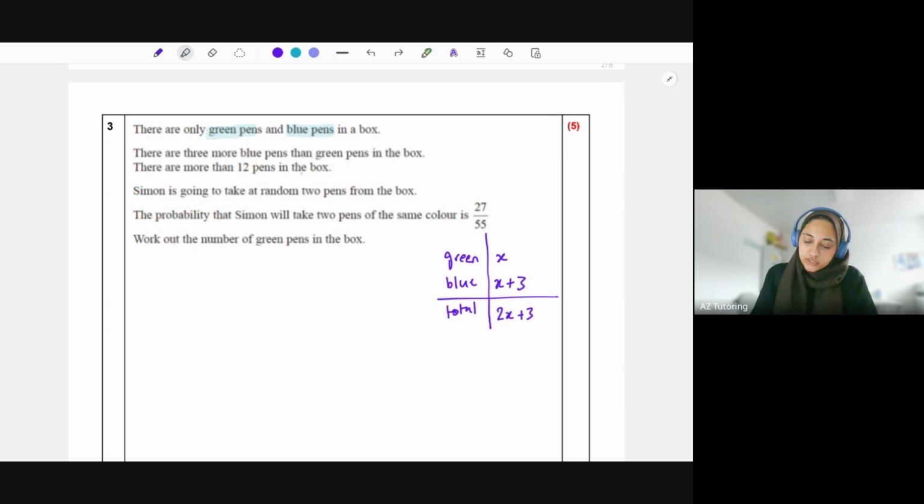Okay, it then says there are more than 12 pens in the box. So this will help us at the end when we're trying to find out X and deciding which value of X to take. Simon is going to take at random 2 pens from the box. Notice how in this sentence, he's not putting the pen back into the box. So that means the second probability will be different.